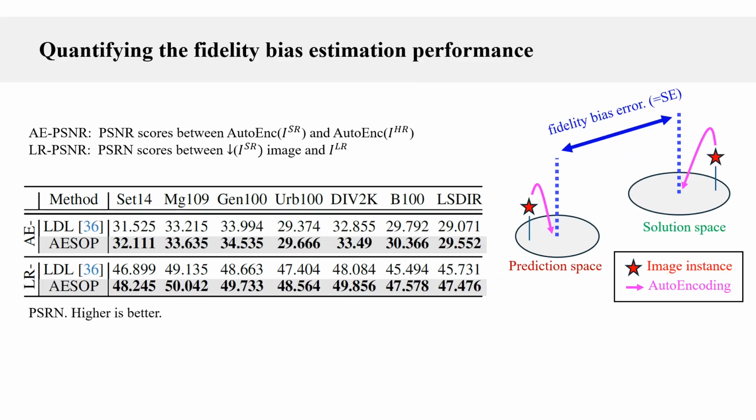Here we compare the performance of a super-resolution model trained with our loss and the conventional per pixel LPIX loss. AE-PSNR and LR-PSNR are each PSNR scores after the autoencoder and after downsampling. AE-PSNR directly indicates the level of fidelity bias-induced error, or simply SE, and higher AE-PSNR indicates that we have well aligned the prediction space and the solution space.